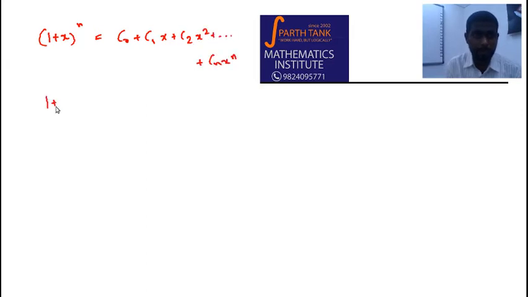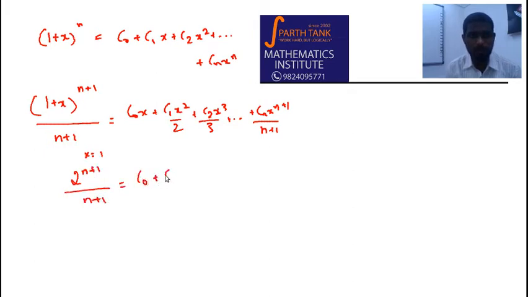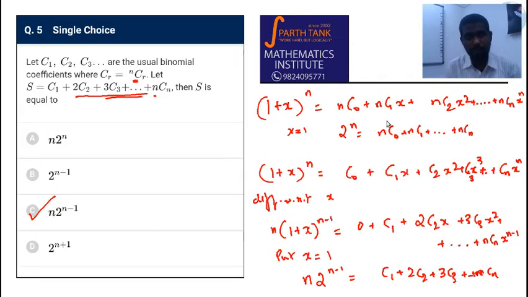Now if I integrate both sides, I get (n plus 1) by (n plus 1) is C0 x, C1 x squared by 2, C2 x cubed by 3, and so on up to Cn x power (n plus 1) by (n plus 1). Now if I put x is 1, I get 2 raised to (n plus 1) by (n plus 1) is equal to C0 plus C1 by 2 plus C2 by 3 plus and so on up to Cn by (n plus 1). This is another series. Okay. So starting from here, you can derive all this.